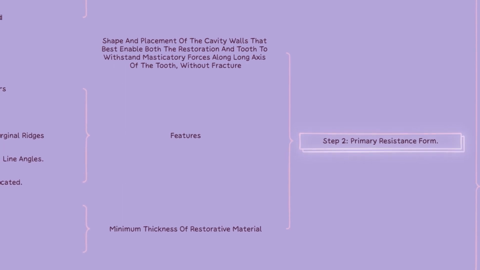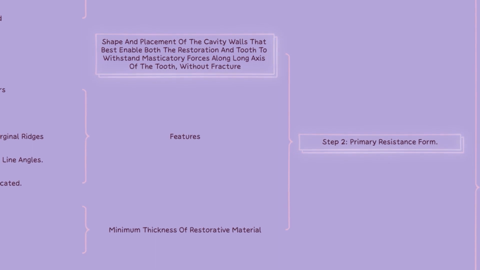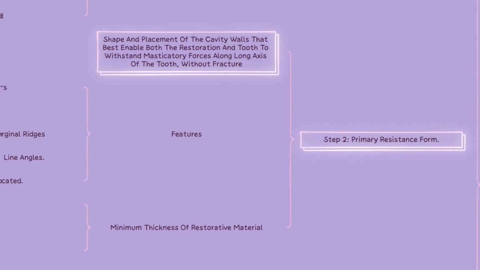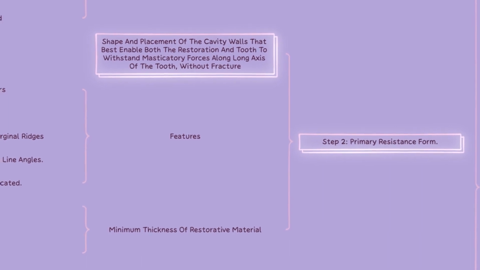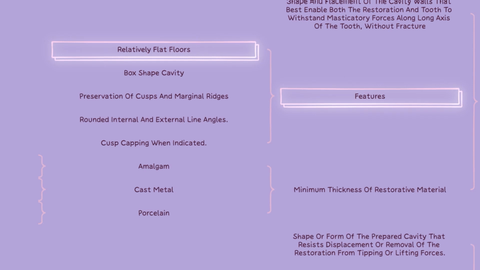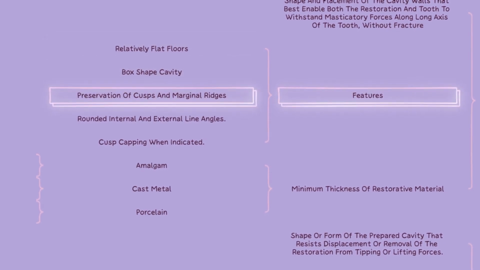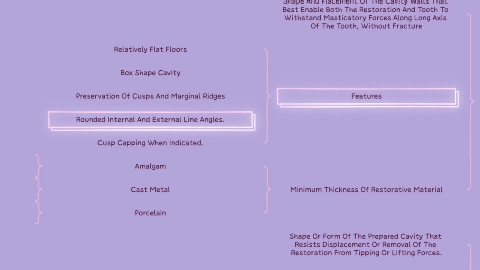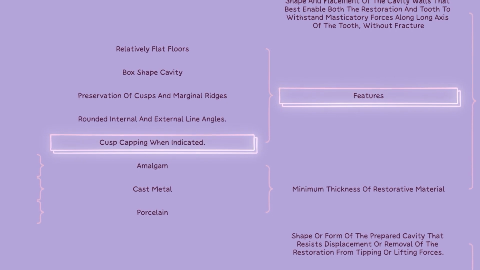Resistance form. Resistance form is defined as the shape and placement of the cavity walls that enable both the tooth and the restoration to withstand the masticatory forces delivered on the long axis of the tooth. The features of primary resistance form are relatively flat floors, box-shaped cavity, preservation of cusps and marginal ridges, rounded internal and external line angles, and cusp capping when indicated.